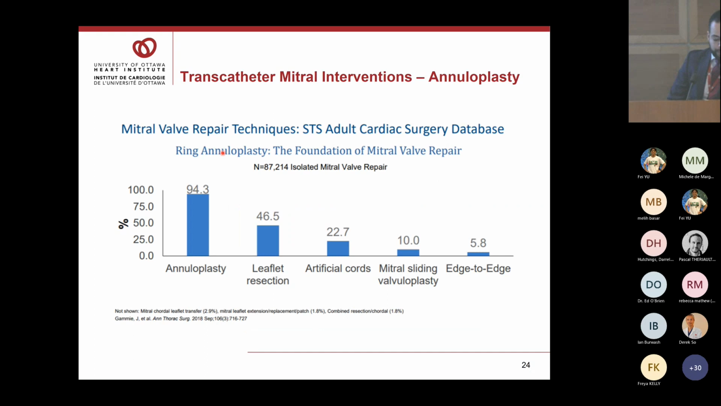So that's mitral TEER. So what else is out there for mitral interventions? Annuloplasty is something that's done commonly on the surgical side. About 94% of patients who undergo mitral valve surgery actually get annuloplasty, and you somewhat achieve that indirectly with mitral TEER. So techniques have been developed to try and do this percutaneously.